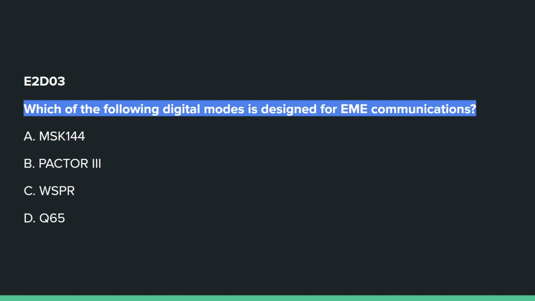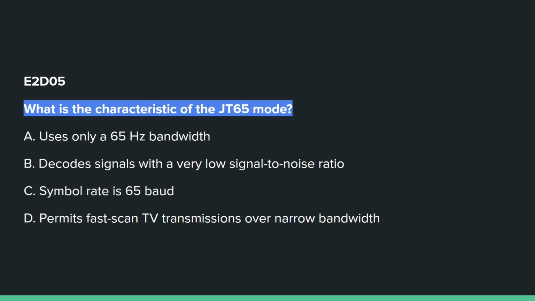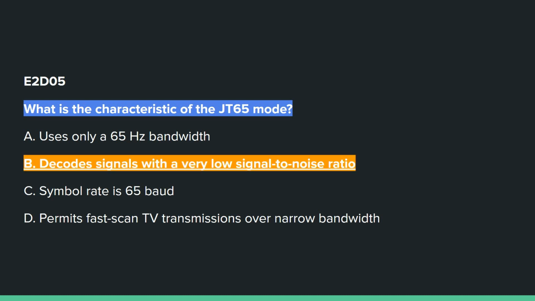E2D03, which of the following digital modes is designed for EME communications? D, Q65. E2D04, what technology is used for real-time tracking of balloons carrying amateur radio transmitters? C, APRS. E2D05, what is the characteristic of JT65 mode? It's B, decodes signals with a very low signal-to-noise ratio.